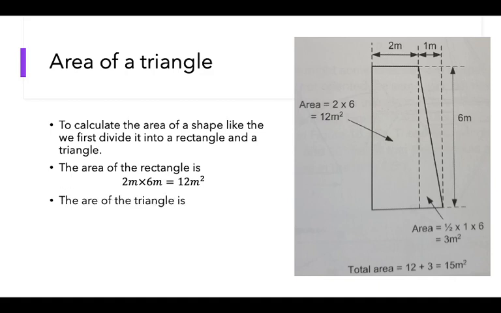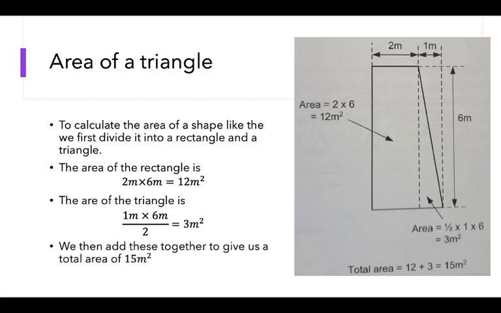So for the area of the triangle, we're going to calculate the area of the rectangle, imagining the triangle is a full rectangle, not just a triangle, which is going to be 1 metre times 6 metres. And then we're going to divide that by 2, because the triangle only takes half of that area up, which is going to give us 3 metres squared. So we add these two together, meaning the total area is 15 metres squared.